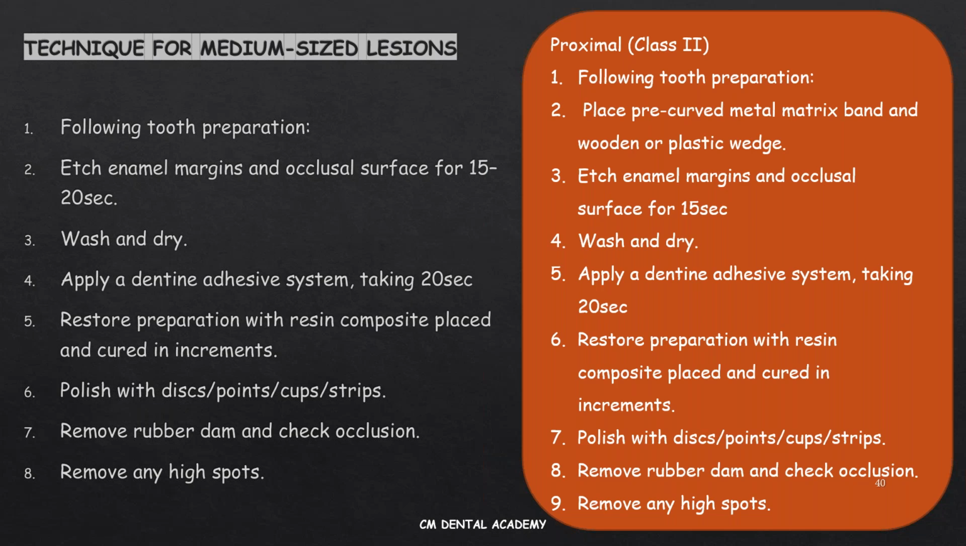For proximal class 2 caries, place a pre-curved metal matrix band and wooden or plastic wedges. For proximal caries, this is the initial step before beginning the treatment procedure. Then etch the enamel margins and occlusal surface for 15 seconds, similar to other procedures. Wash and dry, apply the adhesive system for 20 seconds, then restore the preparation with resin composite, placed and cured in increments. Same polishing with discs, points and cups or strips, removal of the rubber dam and checking the occlusion. Any high points remaining have to be removed.